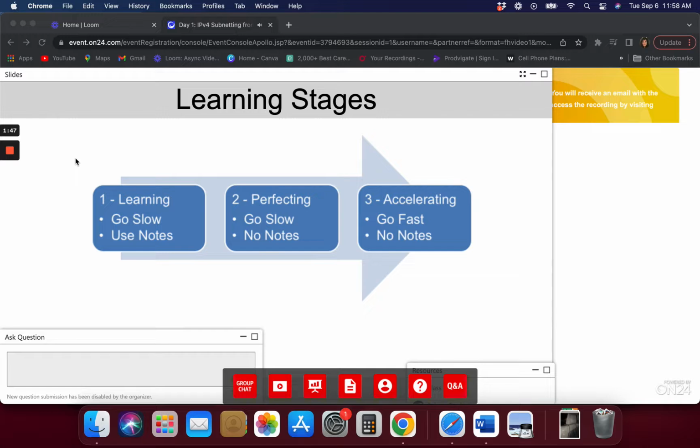For instance, stage 1, the learning stage, you don't know the topic well yet, so the recommendation is to go slow and you can use your notes. But at some point, you need to set those notes aside. That's stage 2. But you set them aside so you can perfect your learning, not so you can learn to go fast yet. And then finally, when you're always getting the right answer and you want to go fast for some exam, that's stage 3.